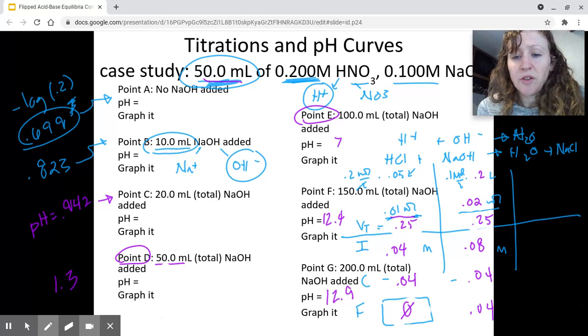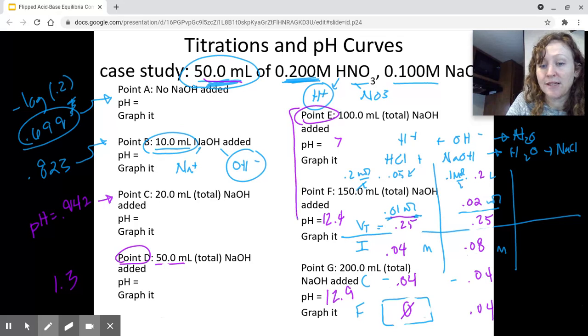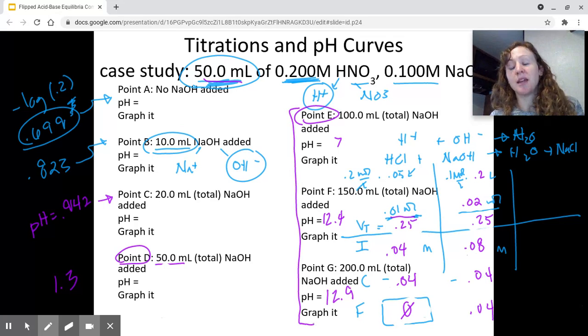So interesting. I made the same jump between E and F, right? 100 to 150 was 50 milliliters of base, and my pH jumped from a 7 to a 12.4. So a 5.4 jump in pH. Between point F and point G, I also added 50 milliliters of base, but my pH only changed by about 0.5. Super interesting. That would be an interesting thing to think about. Why does that happen? Why can we have the same increase in base, but the pH doesn't change the same?